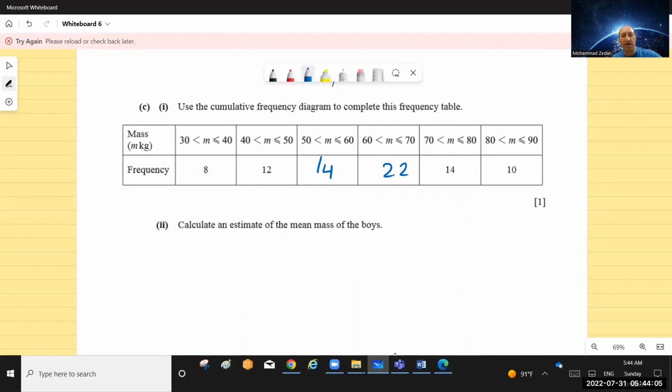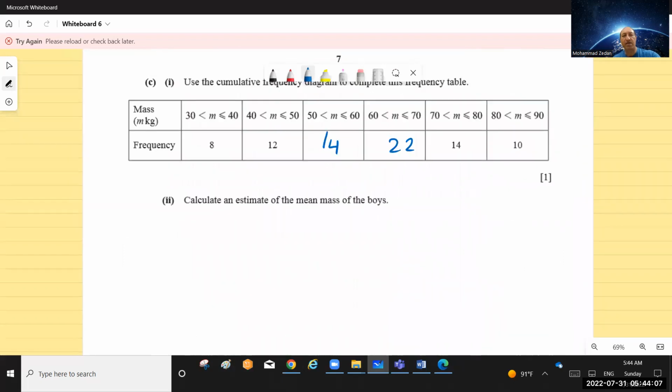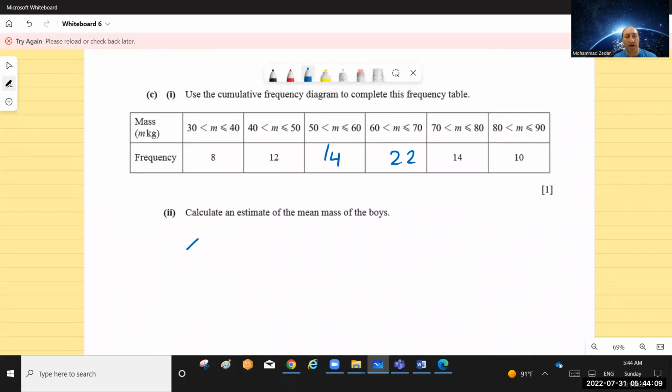Calculate an estimate for the mean mass of the boys. For a cumulative frequency, we estimate the mean x bar by multiplying each frequency by a representative of each class. The best representation of each class here is the midpoint of it.